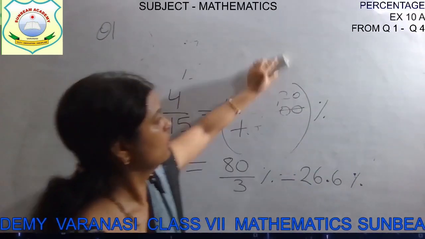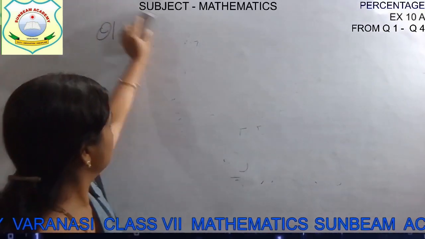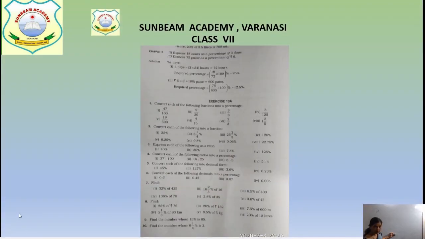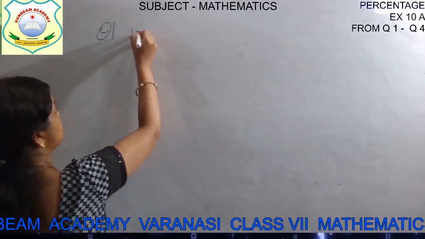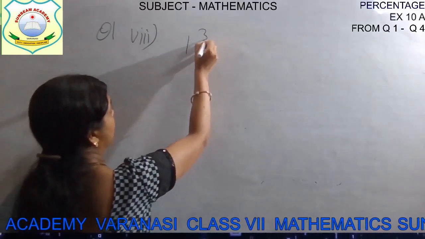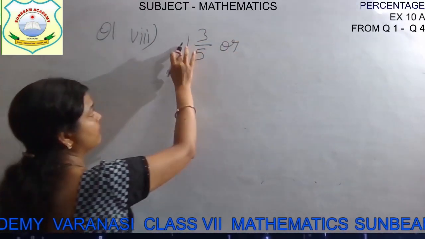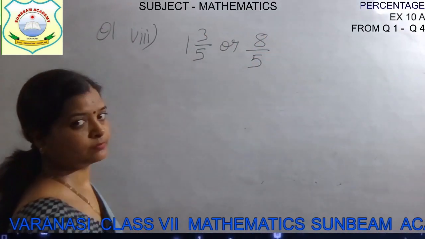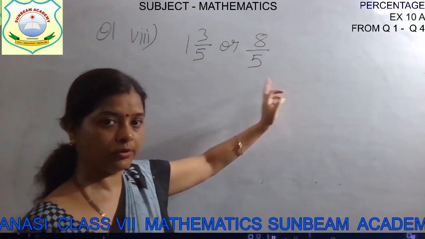So 1 whole 3 by 5. Let me see the question. 1 whole 3 by 5. Yes. This is the 8th part. Question number 1, 8th part. 1 whole 3 by 5. We can write it as 5 ones are 5 plus 3, 8 by 5. It is improper, children. Improper is where the numerator is greater than the denominator.